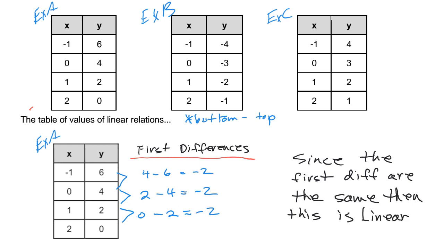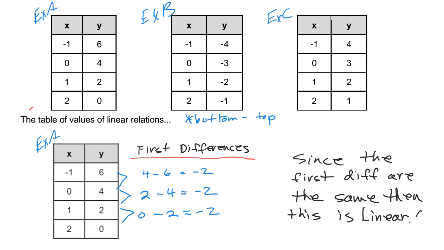So it forms a line. Remember we said at the beginning, when we had a line, it always went up or down by the same number of steps, and that's what our first differences tell us. So pause this video, copy this down, then we'll do example B and example C.